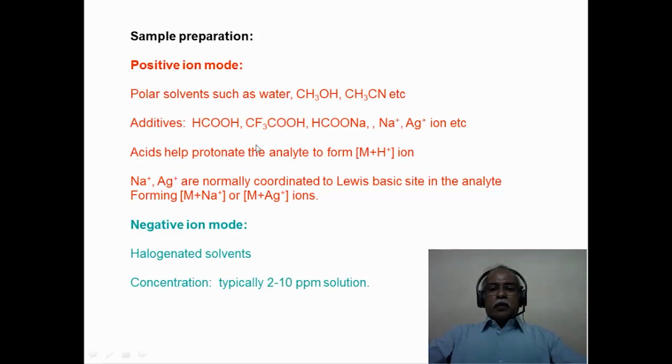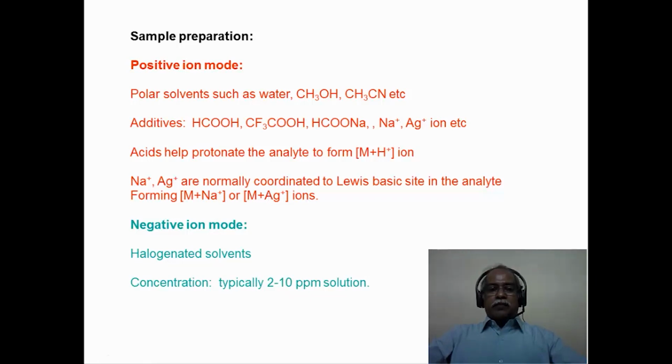Now, the acid helps to protonate the analyte to form this ion. Sodium and silver are normally coordinated to the Lewis basic site of the analyte, forming this kind of ion, M plus Na and M plus silver plus, and so on. We will have a look at the M plus silver ion ionization mass spectrometry. A few examples from our own research I will show you at a later stage.